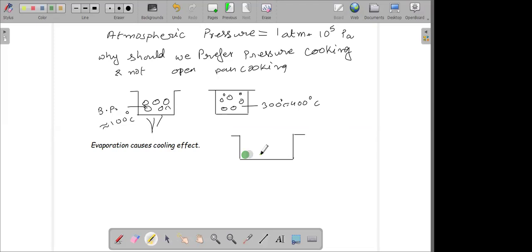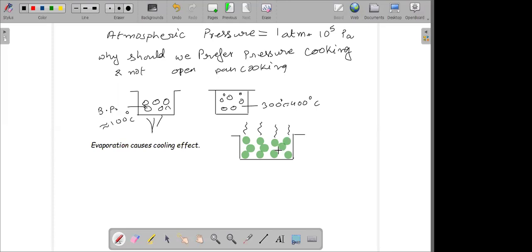These are the particles which are there, as the particles can move over each other. Now, the upper layer of particles evaporate out. As I told you, to evaporate they need some amount of energy. And that energy they get from the particles which are at the bottom. The particles at the bottom provide that energy to the top particles, and they evaporate out. As a result, the particles at the bottom, their temperature decreases.